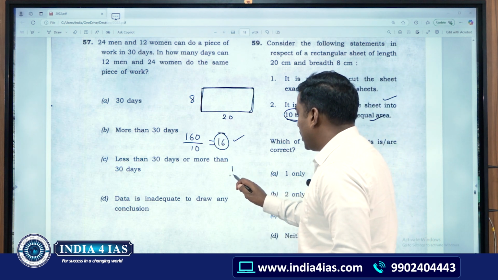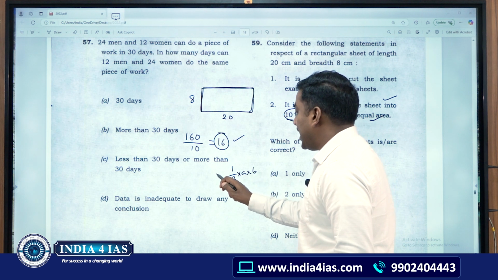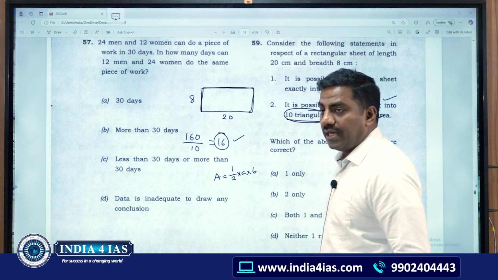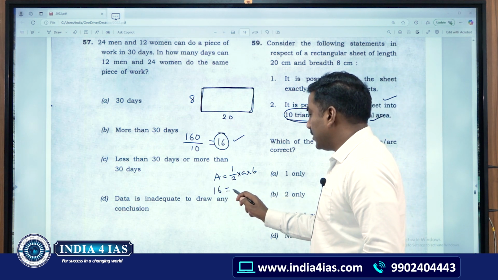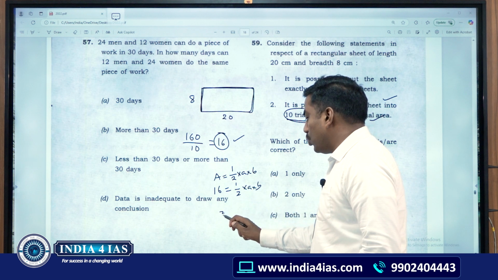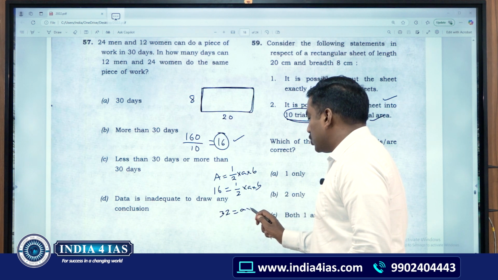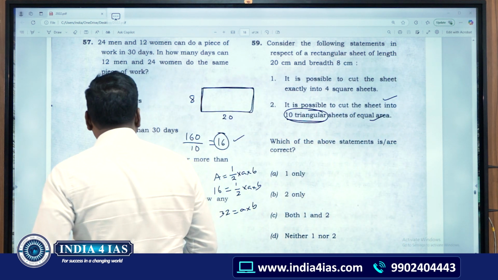Usually it is half into A into B. This is the area of a triangle. So this has to be 16. So 1 by 2 into A into B equals 16, so A into B should be 32.